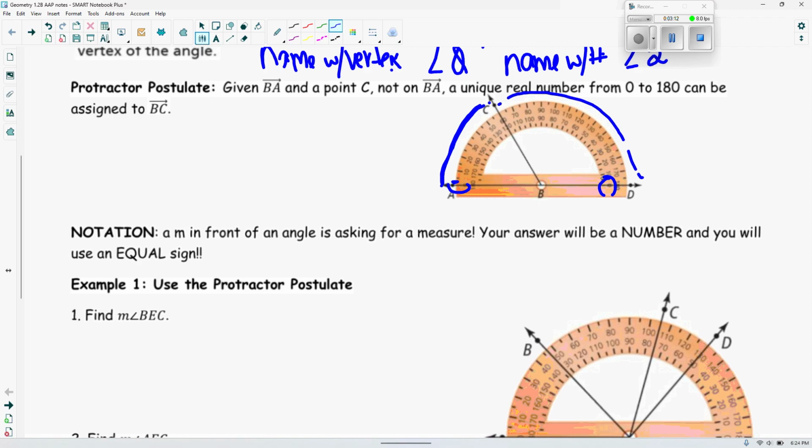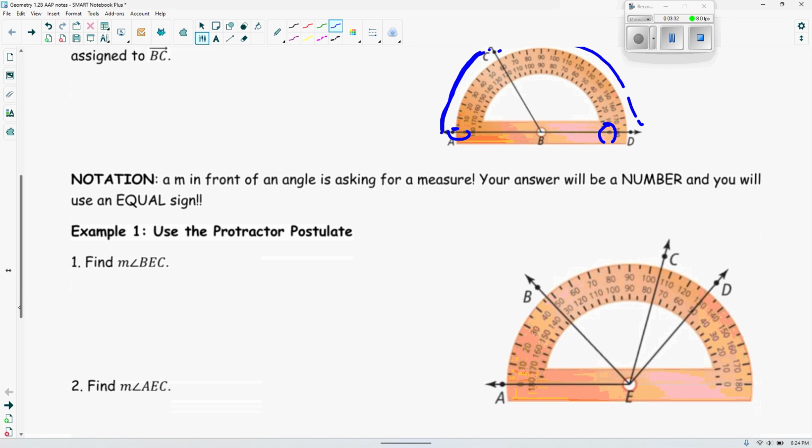So now let's talk about notation. If you have a lowercase m in front of an angle, it's asking you for the measure of that angle. Your answer will always be a number with a degree symbol, and you'll have an equal sign. So we're going to practice using the protractor postulate. Here they give me this picture, the protractor, and all of these different angles. First it says find the measure of angle BEC.